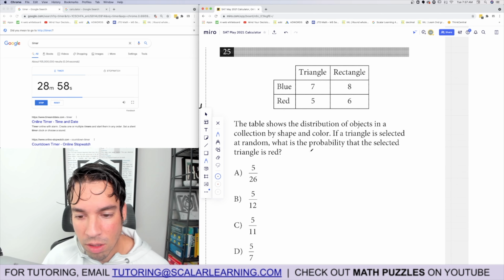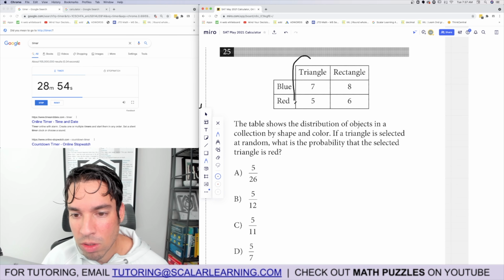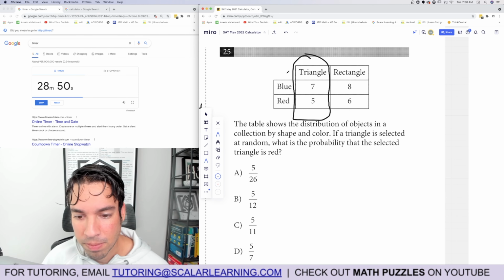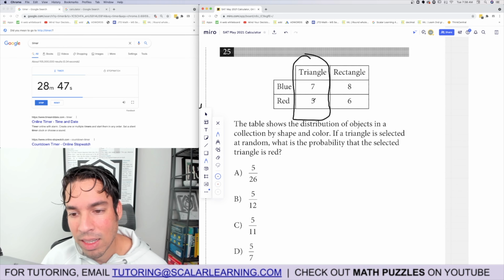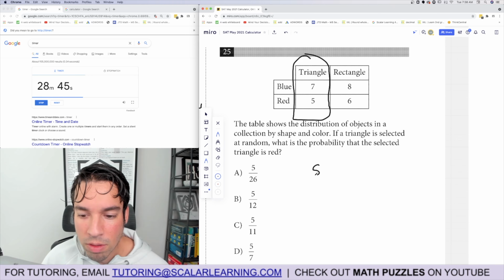Number 25, the table shows the distribution of objects in the collection by shape and color. If a triangle is selected at random, so now we're within this pocket, what's the probability that the selected triangle is red? 5 out of 12.